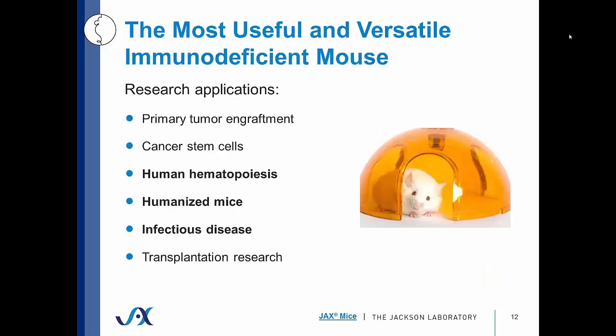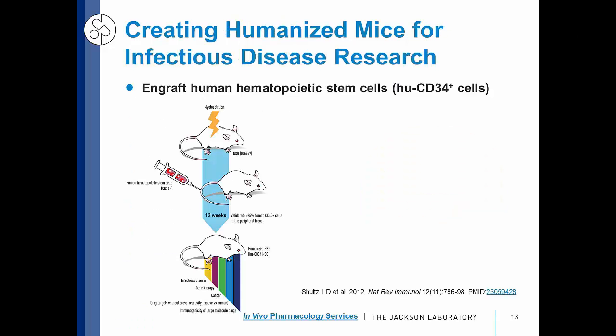So as you can imagine, with the NSG mouse being so immunodeficient, it can be used for a variety of research areas, including cancer studies, human hematopoiesis and immunity, infectious diseases, as well as for the development of humanized mice. So what are humanized mice?